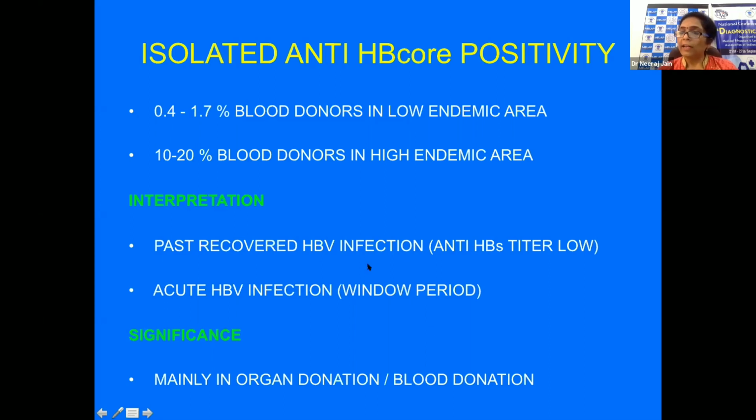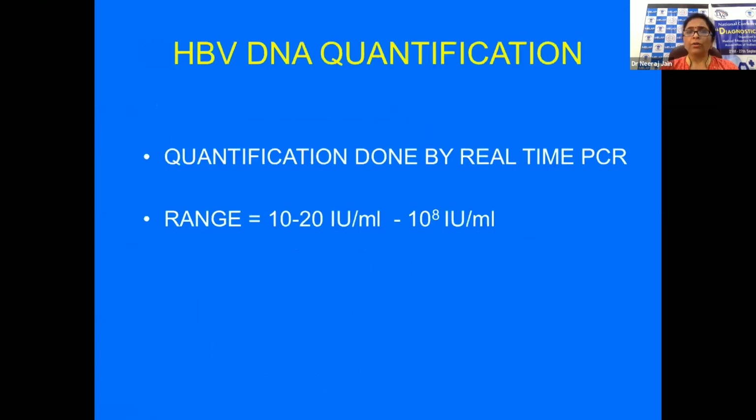So what is the clinical significance of this? These donors are generally rejected in organ donation or blood donation, because in spite of clearing the virus, sometimes the cccDNA, the covalently closed circular DNA, stays inside the hepatocytes. So these donors are not taken up for blood donation or organ donation.